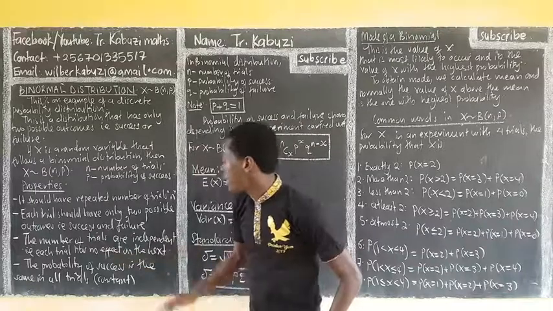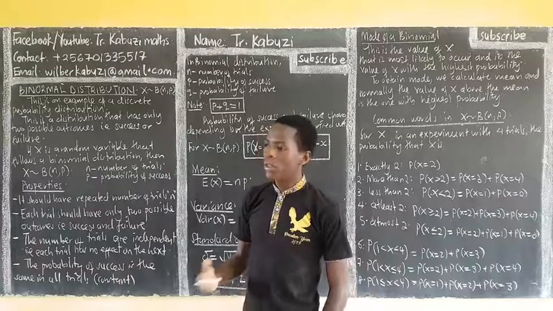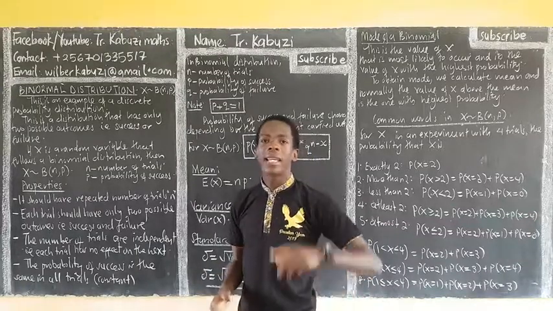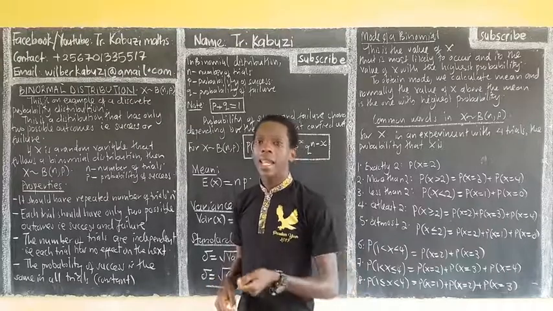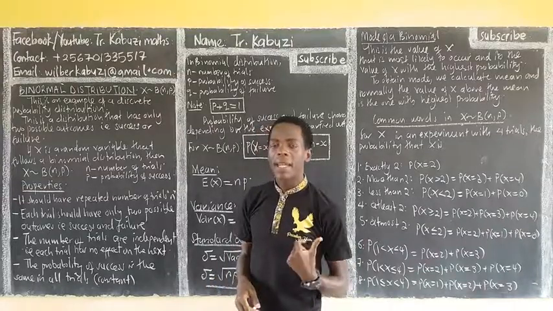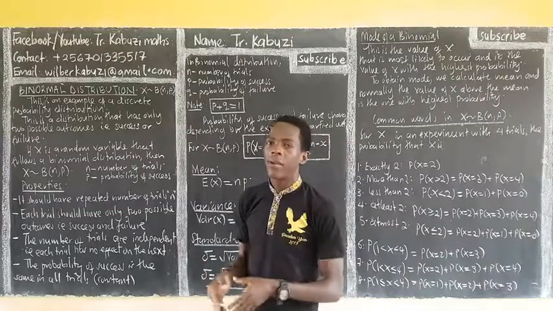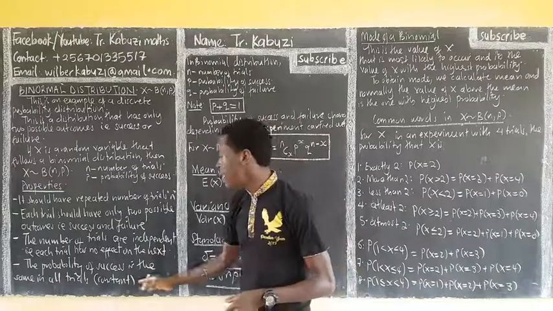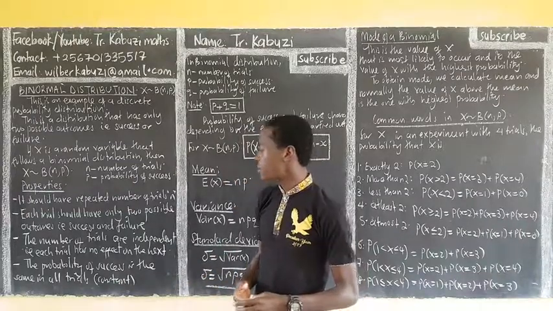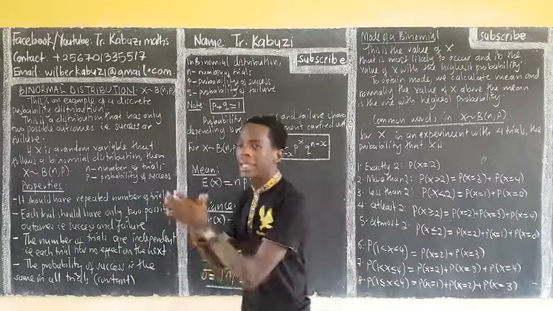Then the trials are independent, i.e. each trial has no effect on the other. When you throw a coin, you expect either a head or a tail, as simple as that. But when you throw that coin again, the first doesn't affect the next throw or the next outcome that you are going to get. So that's what we mean by independent. The probability of success is the same in all trials.